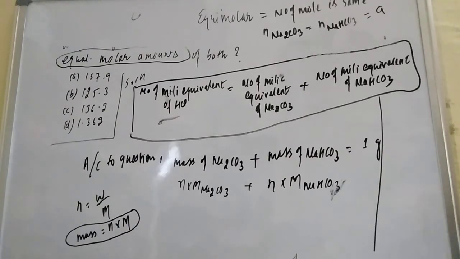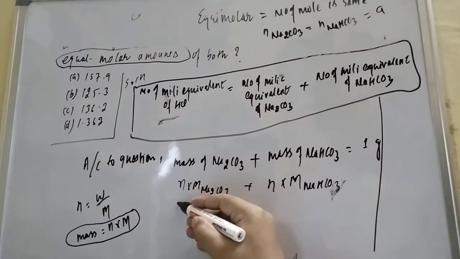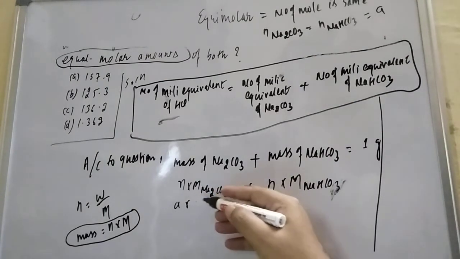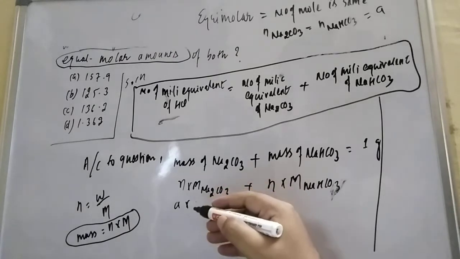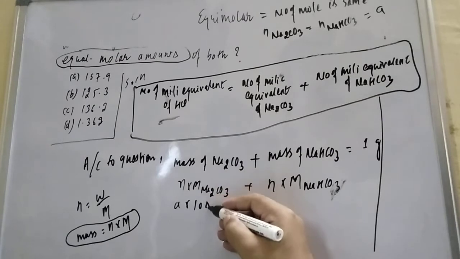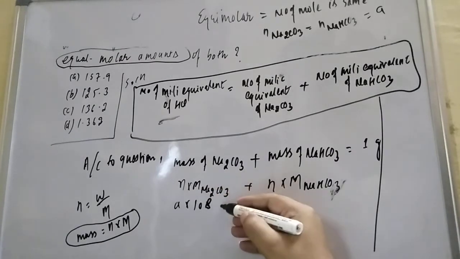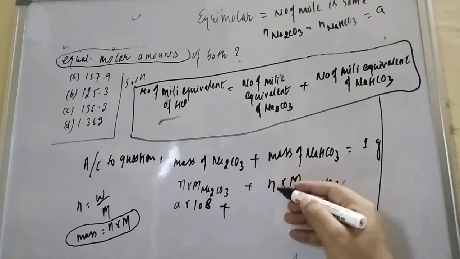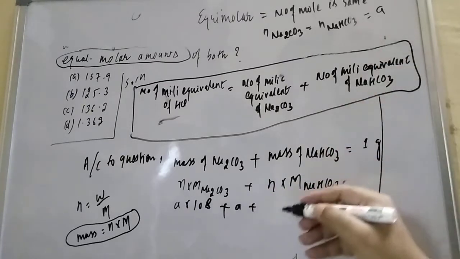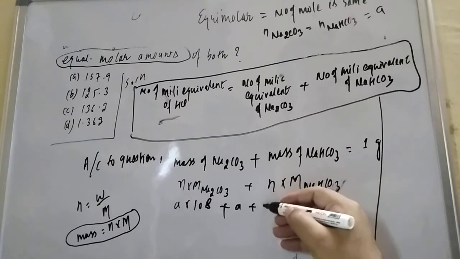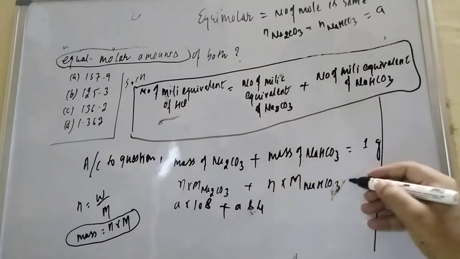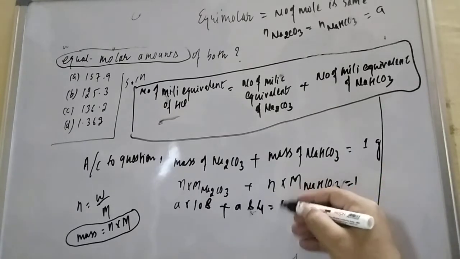So for both the cases we can write A times the molar mass of Na2CO3, which is 106, plus A times the molar mass of NaHCO3, which is 84. A into 84 plus the first term equals how much, student? That is 1 gram.